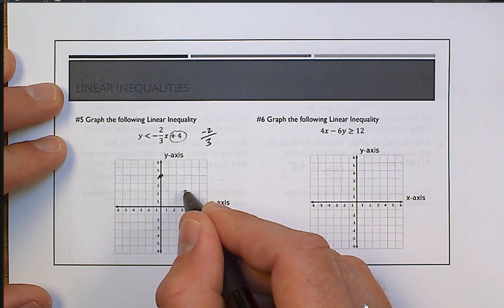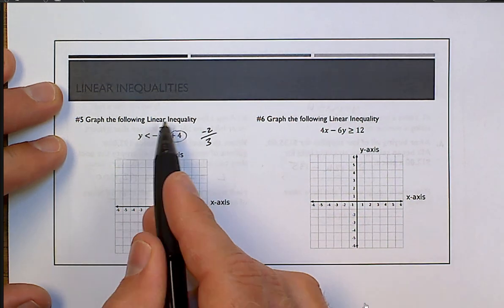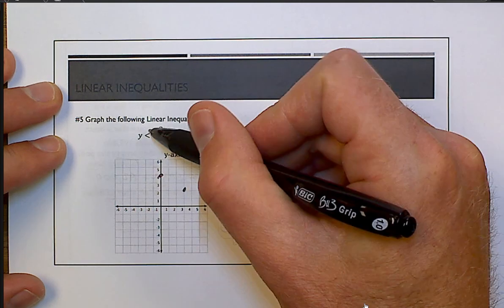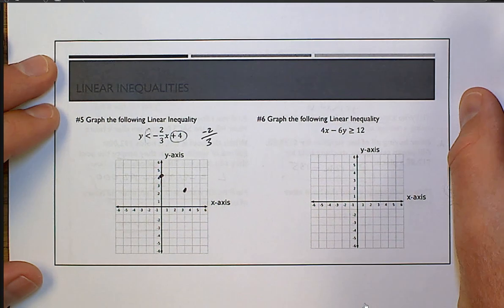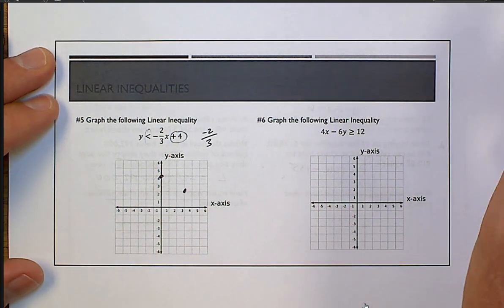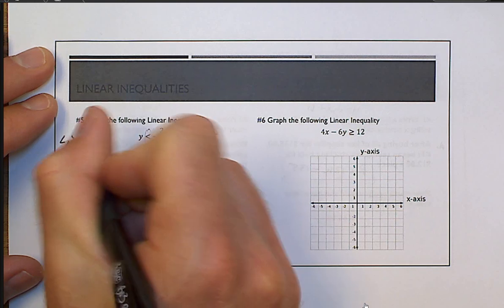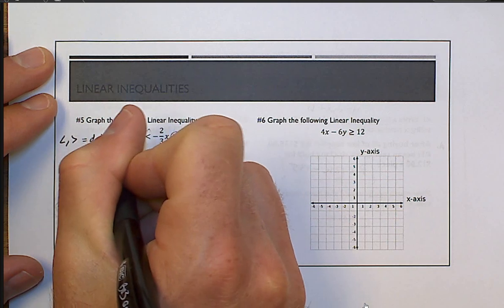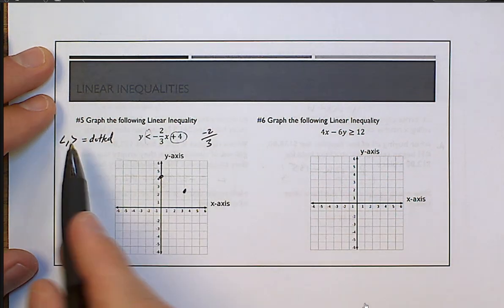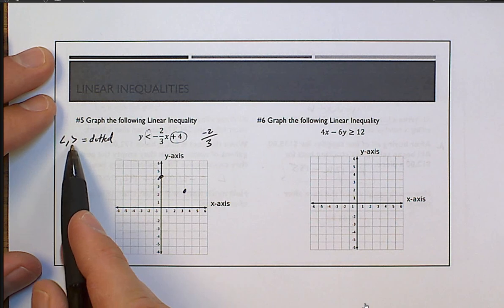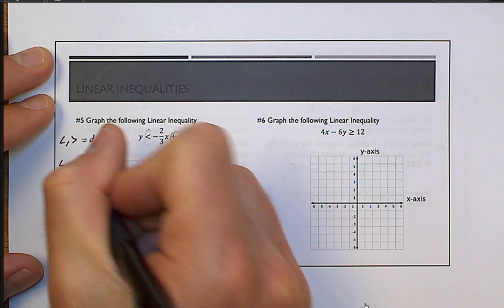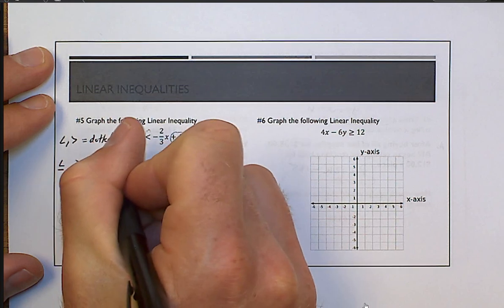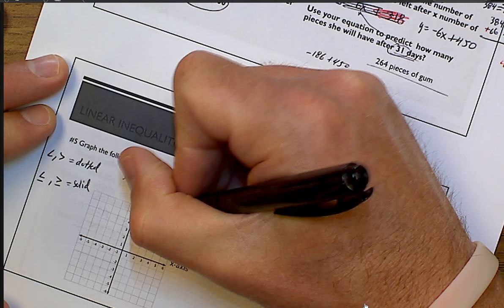Now, when you're graphing inequalities, an inequality is the symbol here: less than, greater than, or equal to, less than or equal to. You either have to use a solid line or a dashed line. And if you remember, if you have a greater than sign or a less than sign, that's a dotted or a dashed line. If you have the or equal to underneath it, that's a solid or filled in line. So on this one, I'm going to have a dotted line.